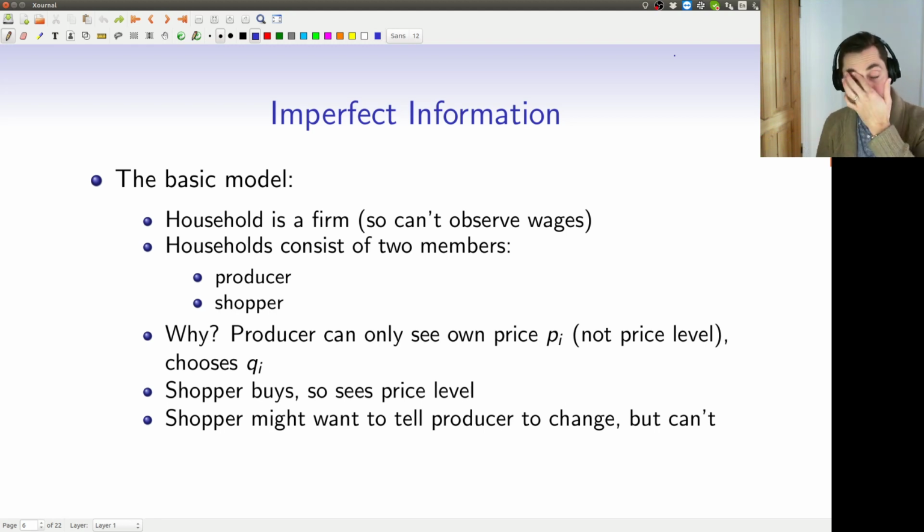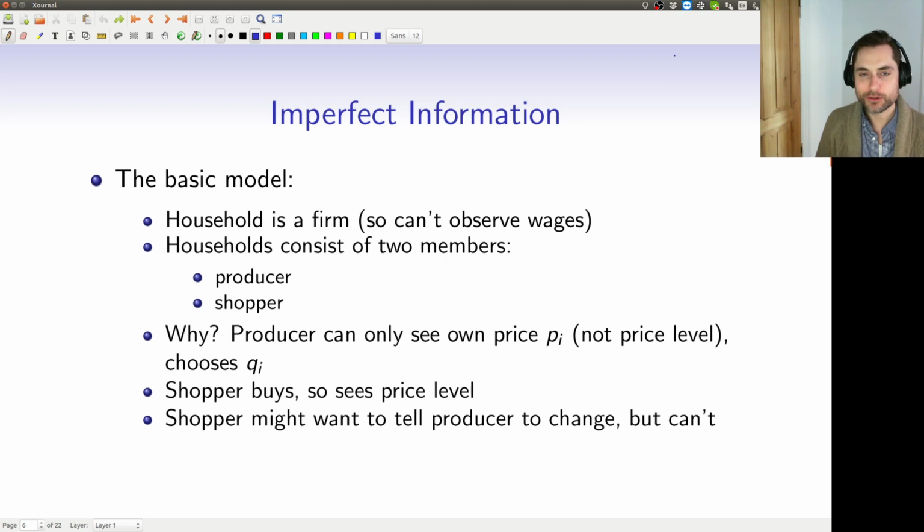Okay, so the imperfect information version of the model, the idea is that you've got a household. So again, now you're gonna see why this is how this model is gonna work, and it's all about trying to make sure that firms don't know everything. So how is this gonna work? The household itself is gonna be a firm. So each household is gonna own a firm, but then also consume.